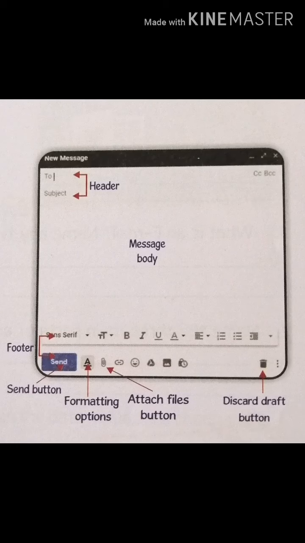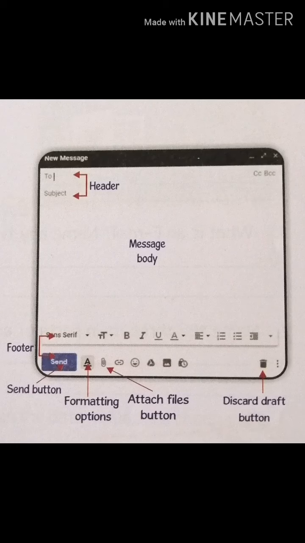The message header generally includes the fields like To, CC, and BCC, where To means to whom you wish to send the email. CC stands for carbon copy. All additional recipients are disclosed to the main recipient. And BCC stands for blind carbon copy. So additional recipients are not disclosed to the main recipient of the email.